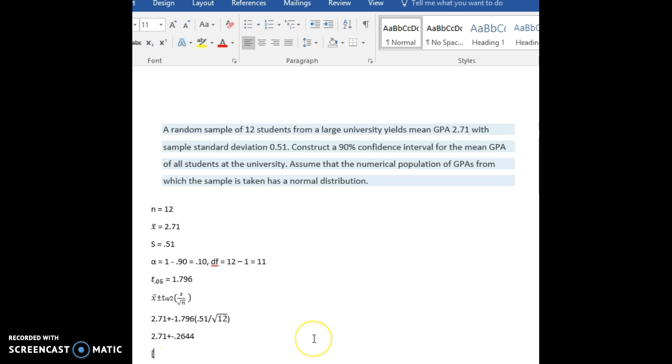All right, and now let's go ahead and break that up into 2.71 minus 0.2644 and 2.71 plus 0.2644. Okay, so that gives us for the lower end 2.4456 and for the upper end 2.9744.